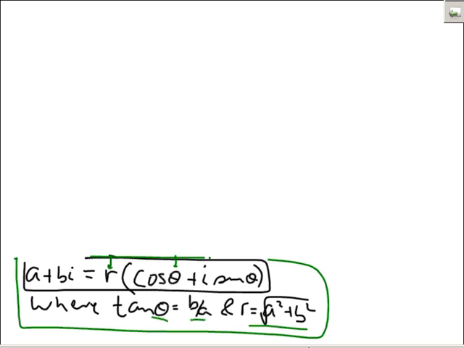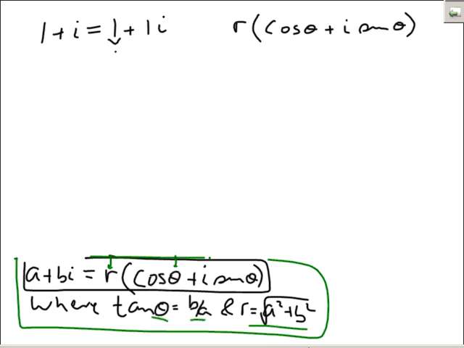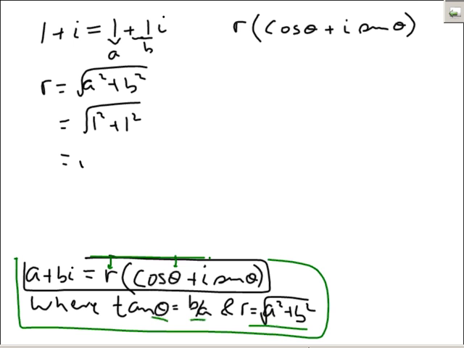Okay, so suppose I give you 1 plus i, which of course is 1 plus 1i. So remember, it's r times cosine of theta plus i times sine of theta. I need to find r, and I need to find theta. Okay, well, let's find r first. 1, well, that's b. So r is equal to the square root of a squared plus b squared. R is the square root of 1 squared plus 1 squared, which is the square root of 1 plus 1, which is the square root of 2. So now I have r. It's the square root of 2.